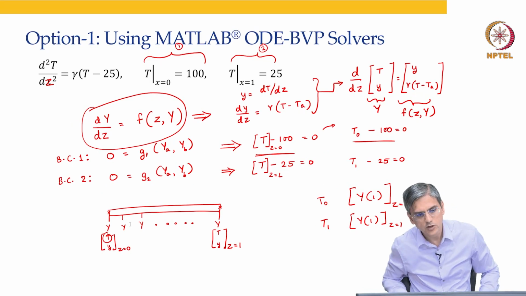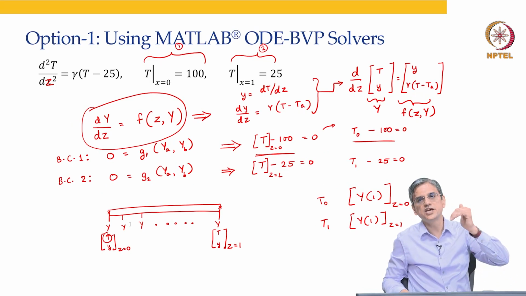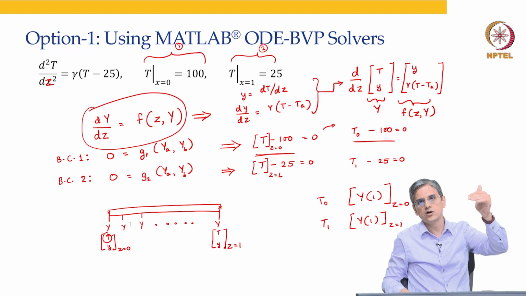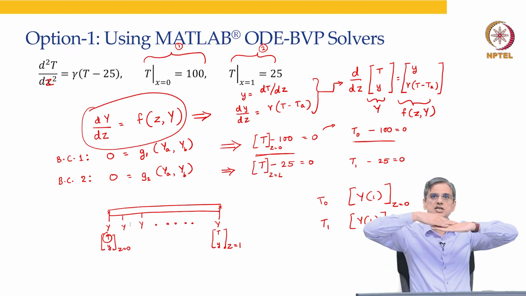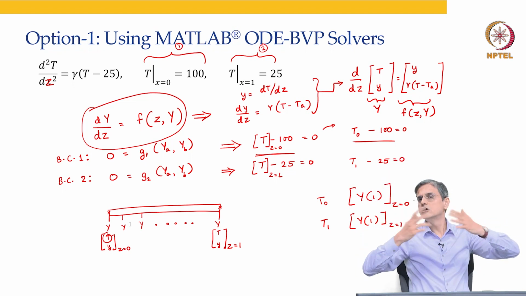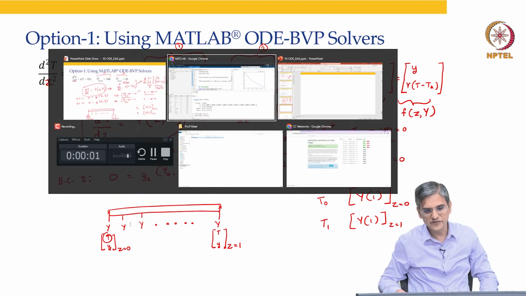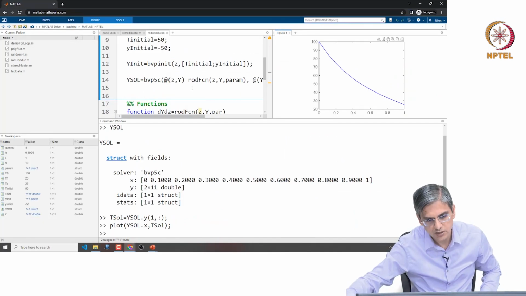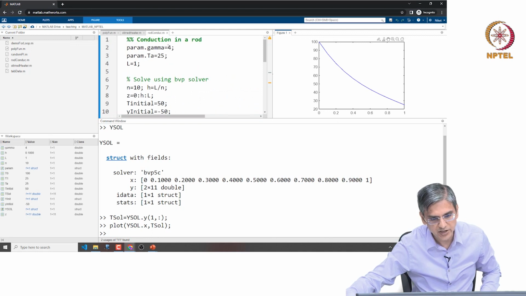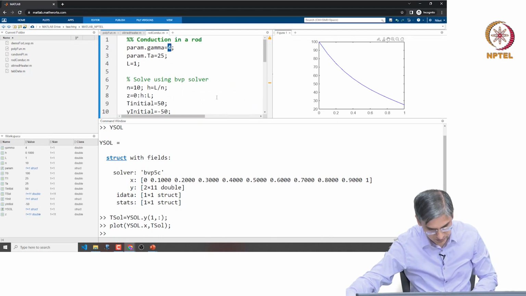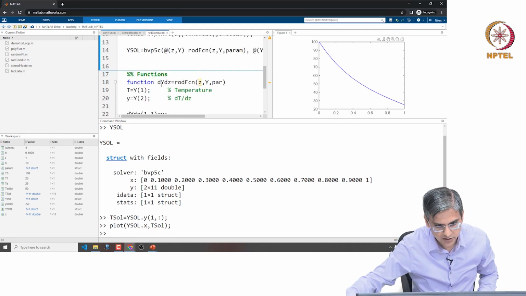Now, let us look at an interesting problem. What happens if you increase the gamma? What do you mean by increasing the gamma? Increasing the gamma means either the heat losses are increased or the thermal conductivity is decreased. So, let us consider the case where the heat losses are double. If we have doubled the heat losses, let us say we have gone from gamma equal to 4 to gamma equal to 8, what do we get? So, let us do this.